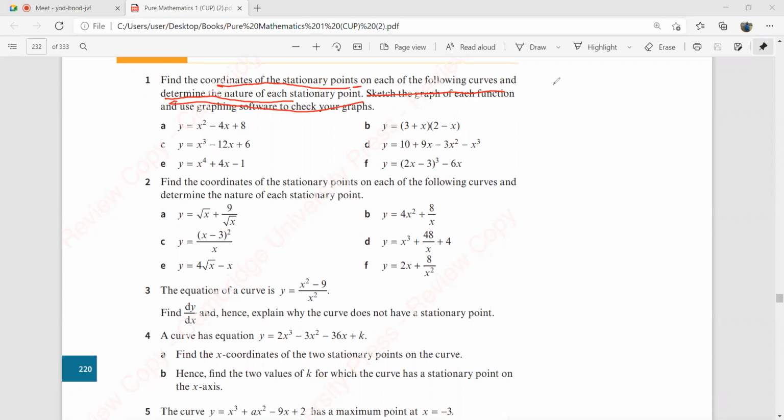So let's do this first part, okay? We have y equal to x square minus 4x plus 8. Now, the first task is to find the coordinates of the stationary point.